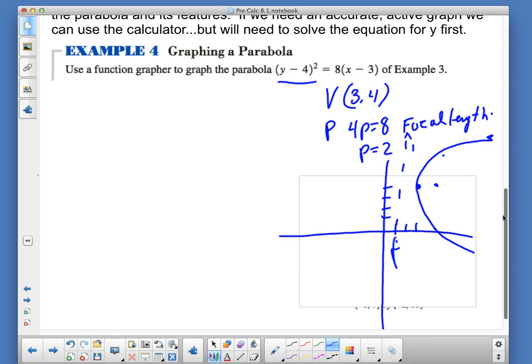But now, how do I do it with the graphing calculator? Okay, it's a great tool.